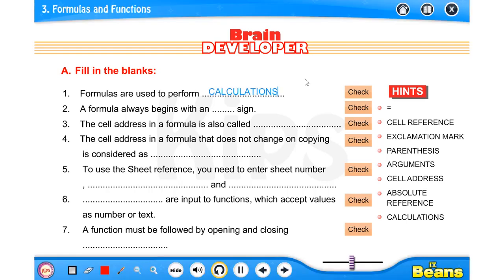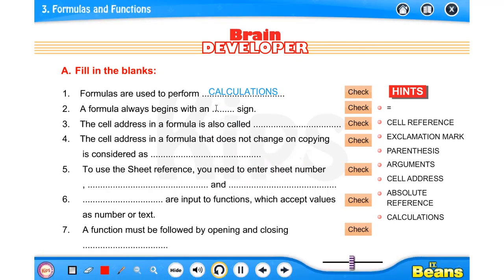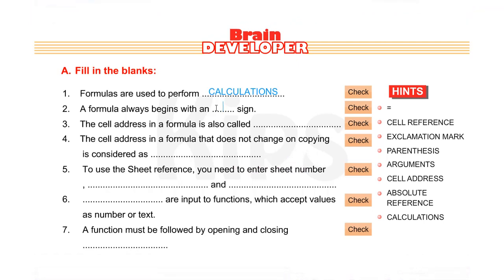Let me check it. Yes, it's the correct answer. Now the second one: a formula always begins with a dash sign. Very simple question. A formula begins with a dash sign. What will come in it? And the correct answer is equal to. Let me check it.